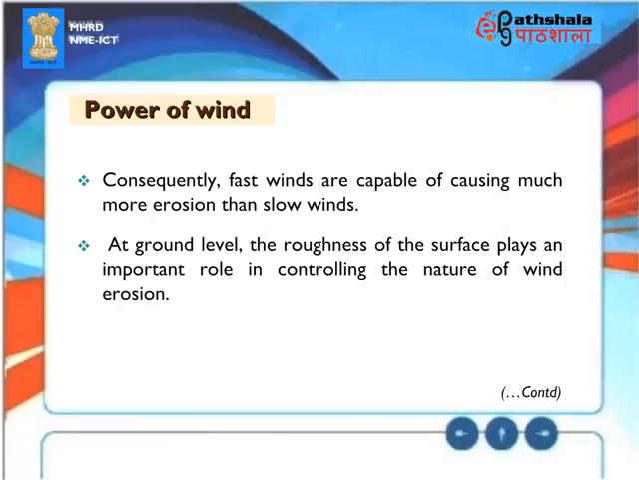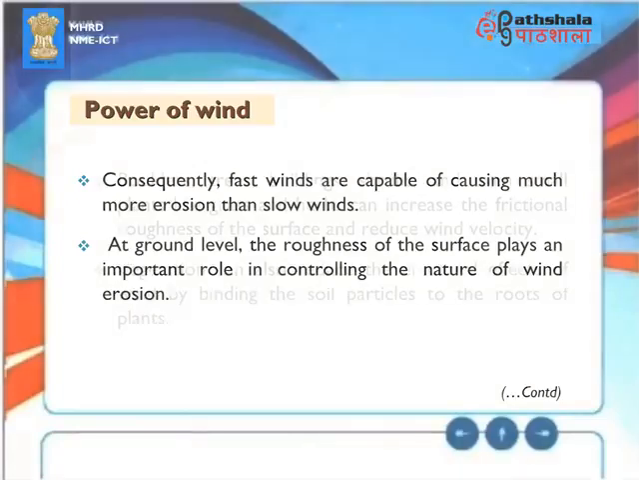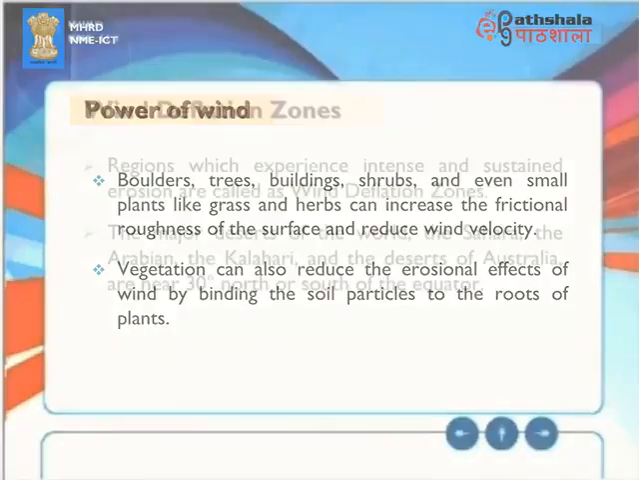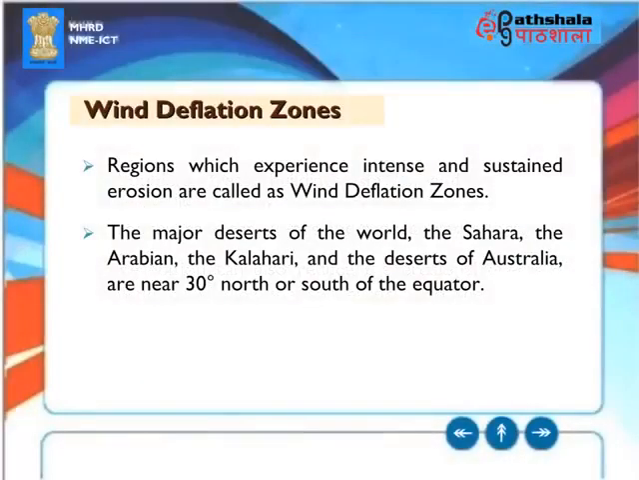At ground level, the roughness of the surface plays an important role in controlling the nature of wind erosion. Boulders, trees, buildings, shrubs, and even small plants like grass and herbs can increase the frictional roughness of the surface and reduce wind velocity. Vegetation can also reduce the erosional effects of wind by binding the soil particles to the roots of plants.